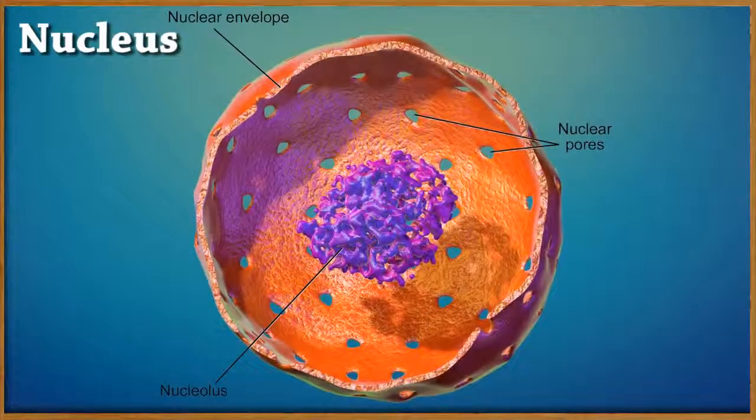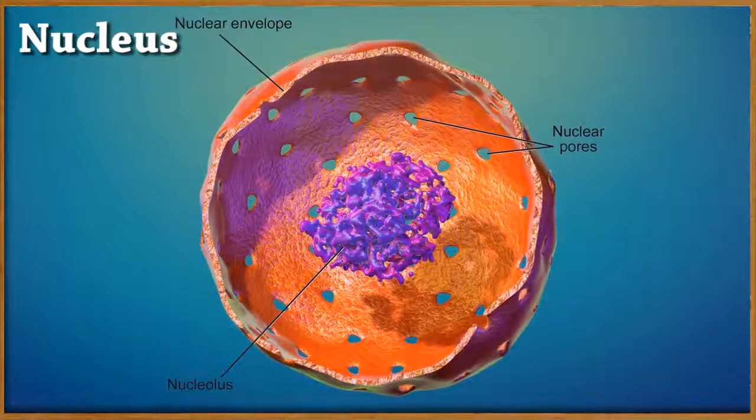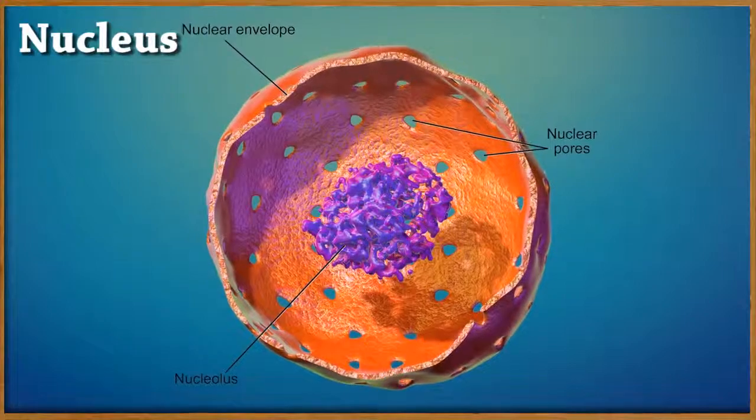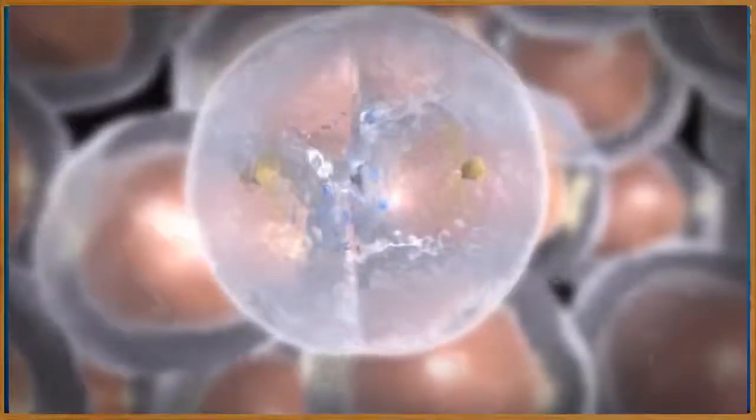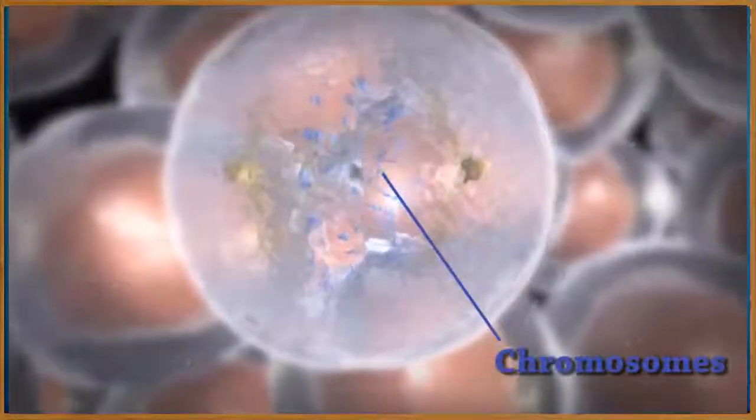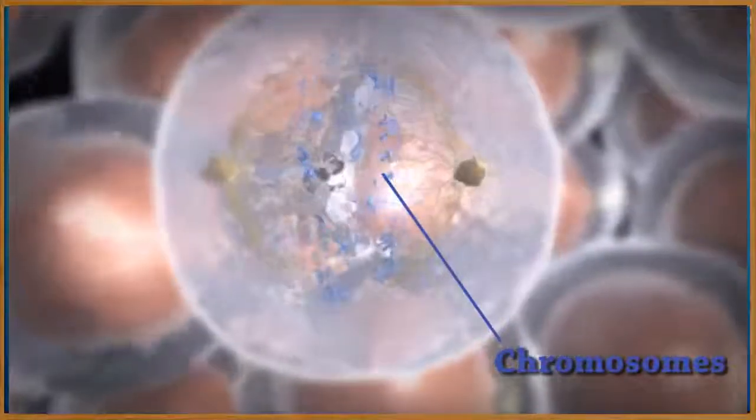The nucleus is where genetic information is stored, which helps the cell to make the right sort of proteins. The information is kept on the chromosomes, inherited from the organism's parents. They are made of DNA.